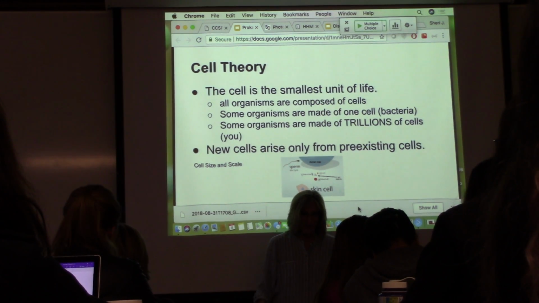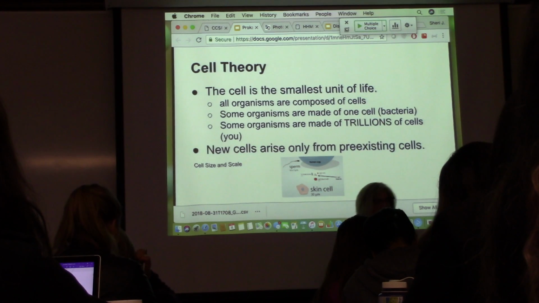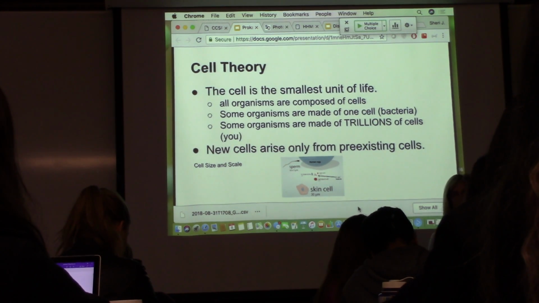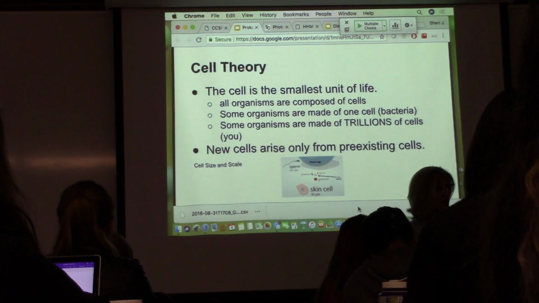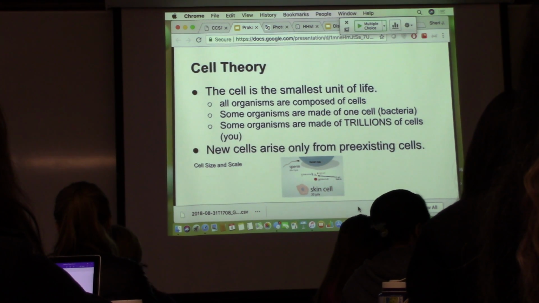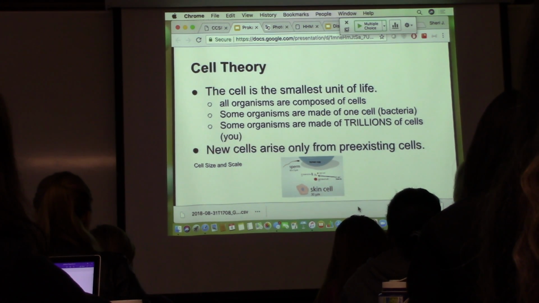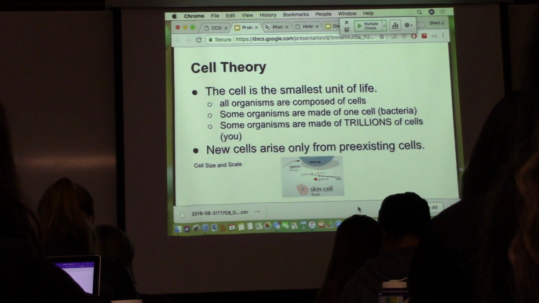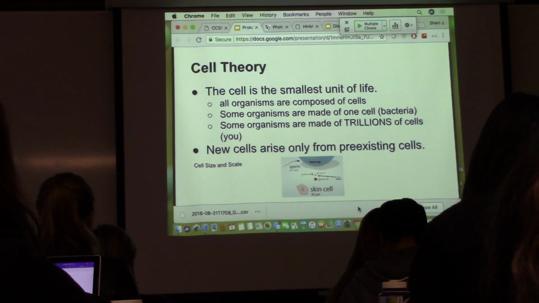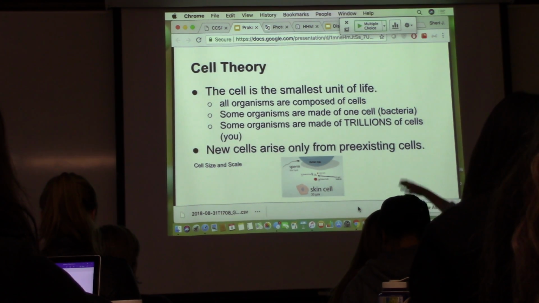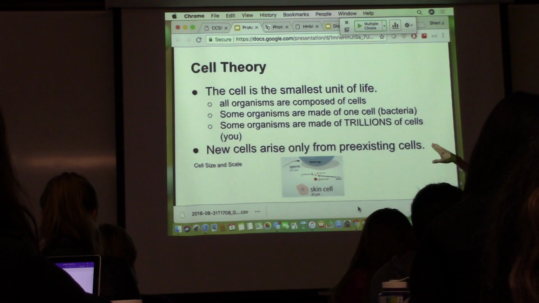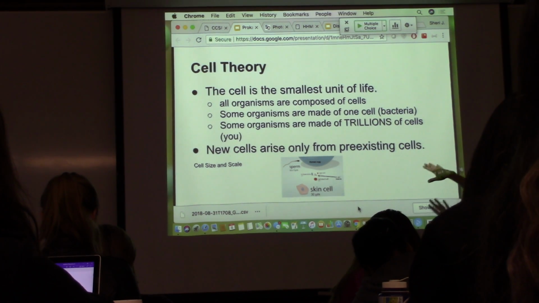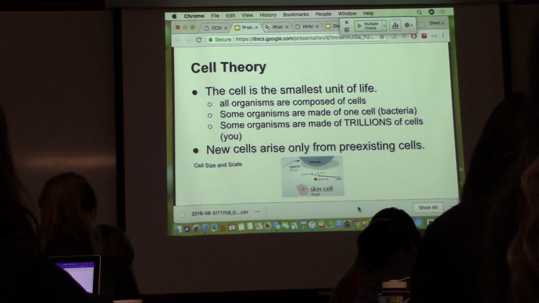Once we give up on the idea that we know how life came to be on planet Earth, because we know there's competing theories, and we're not sure which one is right, and there's evidence for all of them, at some point we know that there was a last universal common ancestor, and that all life today has arisen from a cell that existed before that. So all life arises from pre-existing life. All organisms are composed of cells, and new cells arise only from pre-existing cells.